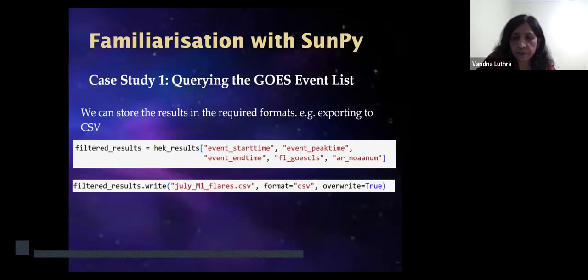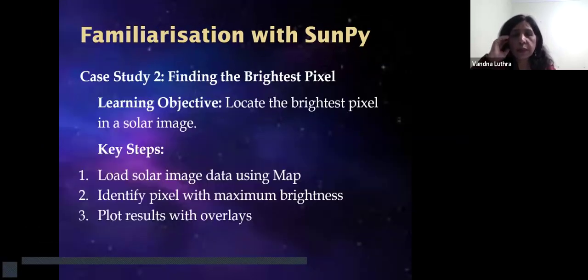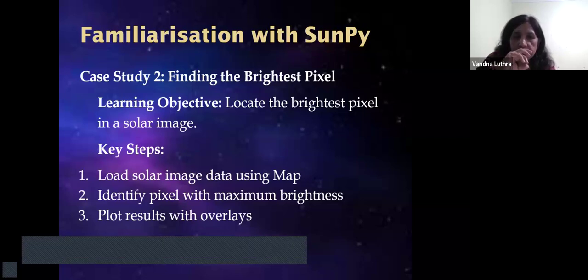the second case study we can follow. Case study 2 is finding the brightest pixel. So the learning objective is locating the brightest pixel in a solar image. The key steps are: load solar image data using map, so in this case we will be using sunpy.map, identify the pixel with the maximum brightness, and plot results with overlays.